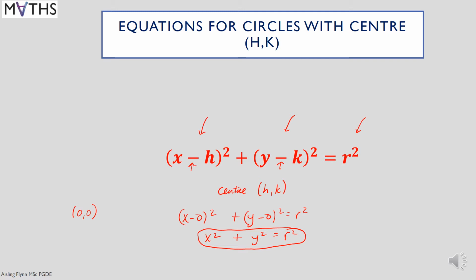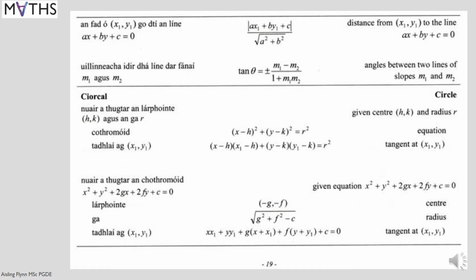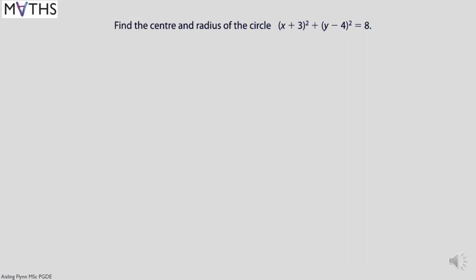book. So let's have a look at the Formula and Tables book, the second page of coordinate geometry, page 19, and look for the circle. And here you see, given the centre h, k and radius r, the equation of a circle is here, (x minus h) squared plus (y minus k) squared equals r squared. Alright, so let's put that to some use.